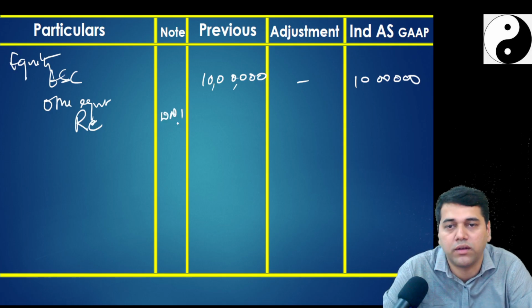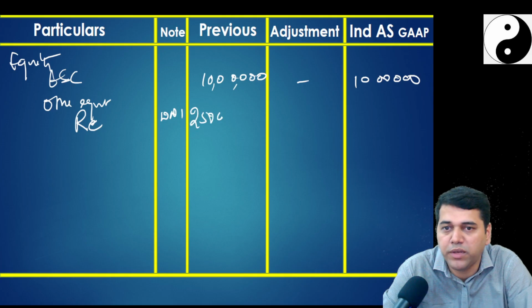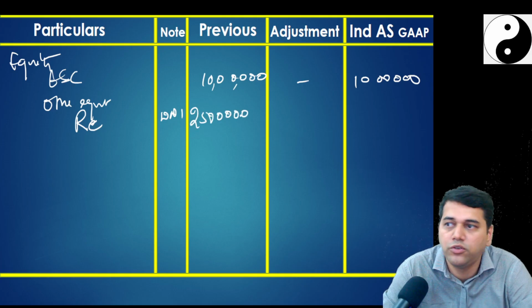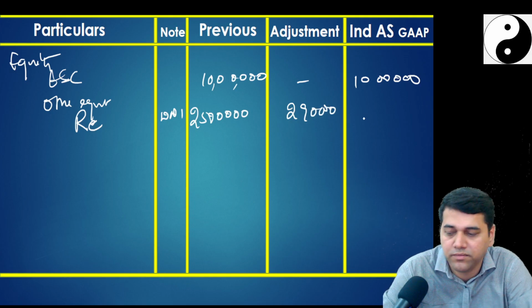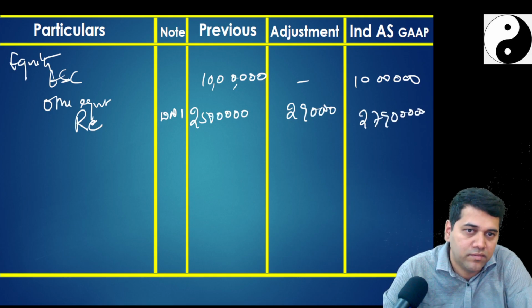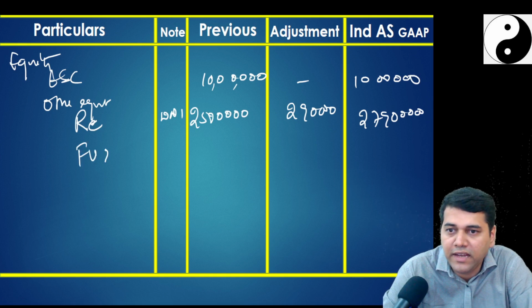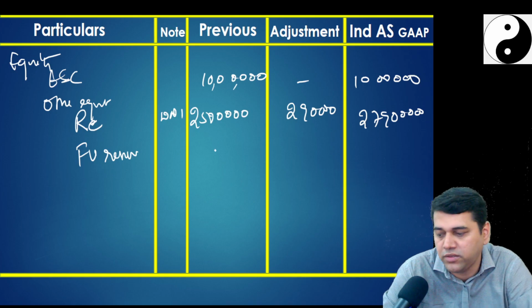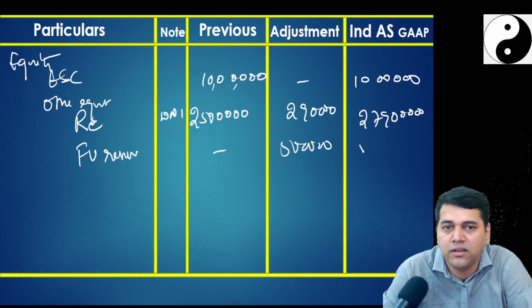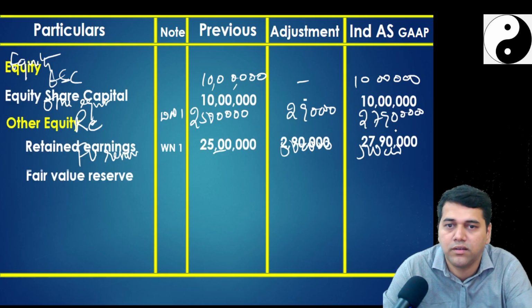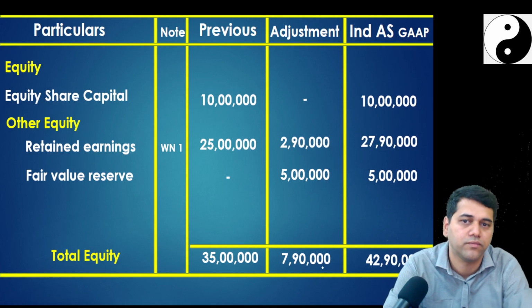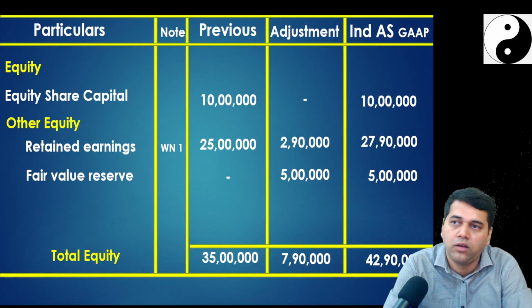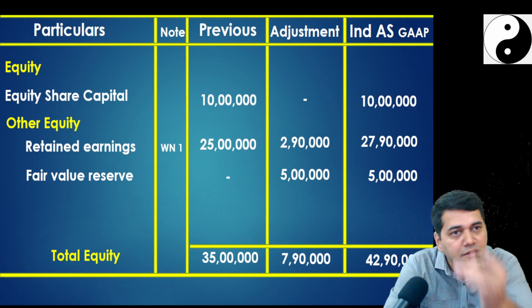Working note number 1. See, I will tell what is my opening balance, 25 lakhs. You did one last working note at the end. How much adjustment in total have you done? 2 lakh 90. What is your closing balance? 27 lakh 90. And fair value reserve or OCI revaluation surplus, opening balance was not there, 5 lakh. Have you understood this? So my total equity comes to this. On the face of the balance sheet only, the other equity breakup was given.